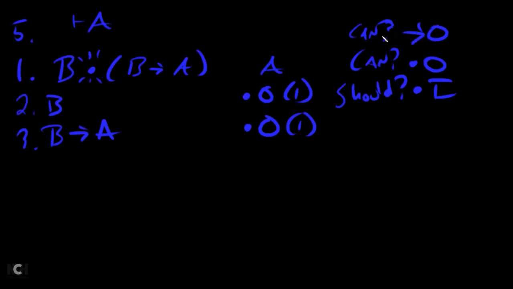Do I have any arrows not in parentheses? Yep, now I do, line 3. Okay, cool, great. Its left side is B. Do I have a left side match? I do. So that unlocks A, and that's actually what I wanted to get in the first place. Which means once I get this, I'm done.